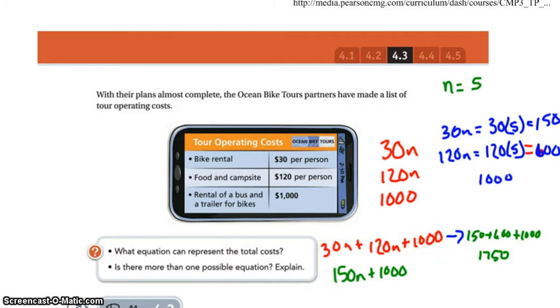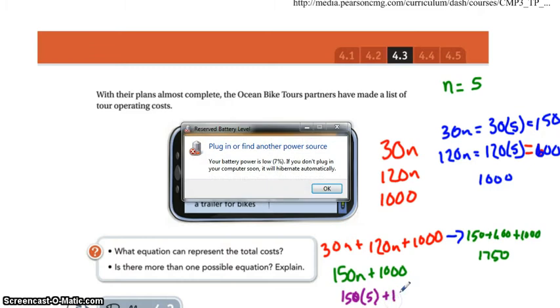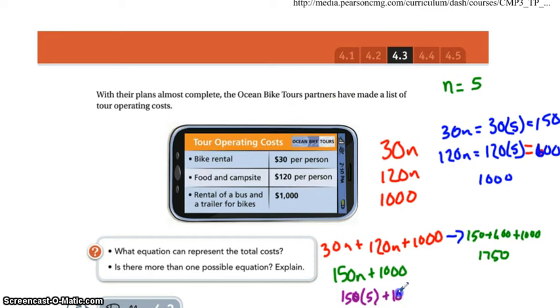And then if we go down here to the 150n plus 1,000, we go 150 times 5, plus 1,000. We would get 150 times 5 is 750. Whoops, 750, not 7,500. Trying to get through this pretty quick. 750 plus 1,000, and that equals 1,750.